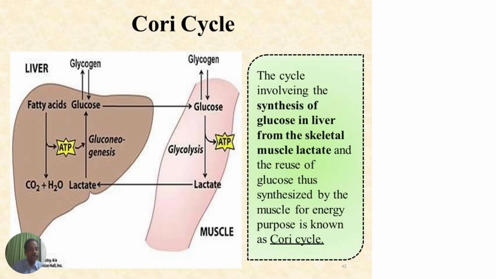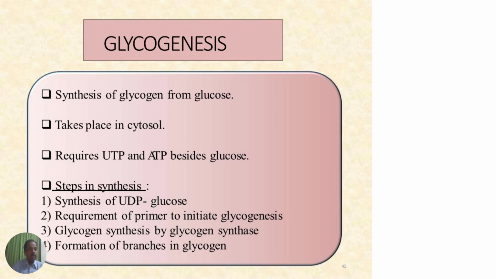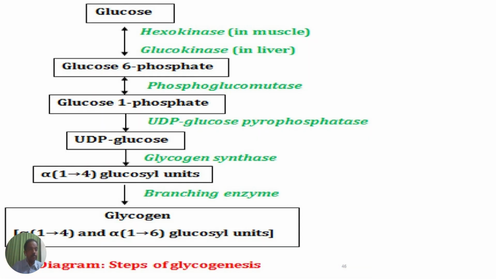Next comes the Cori cycle, which is nothing but the synthesis of glucose in the liver from skeletal muscle lactate and the reuse of the glucose thus synthesized in muscle for energy purposes. That is why it is called the Cori cycle. It takes place in the muscle. Next comes glycogenesis, the synthesis of glycogen from glucose. It takes place in the cytosol. It requires UTP and ATP. So this is the cycle for glycogenesis.